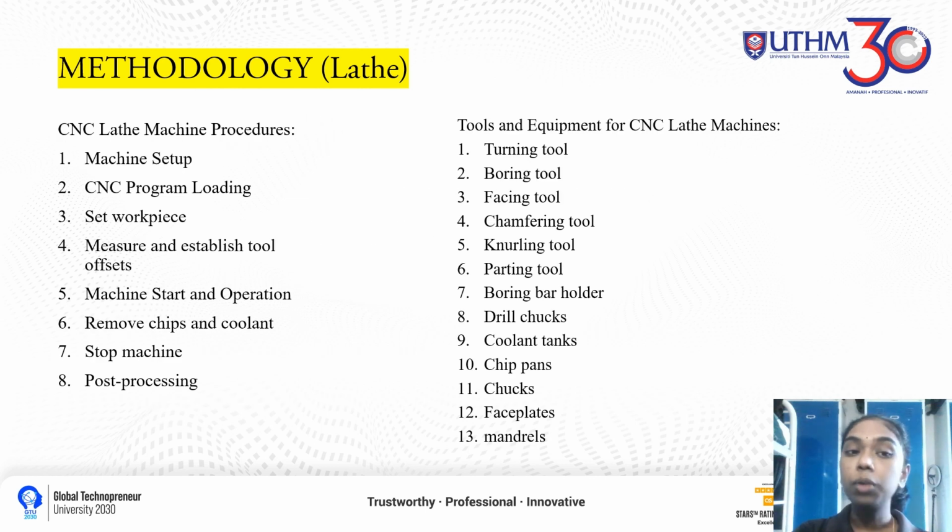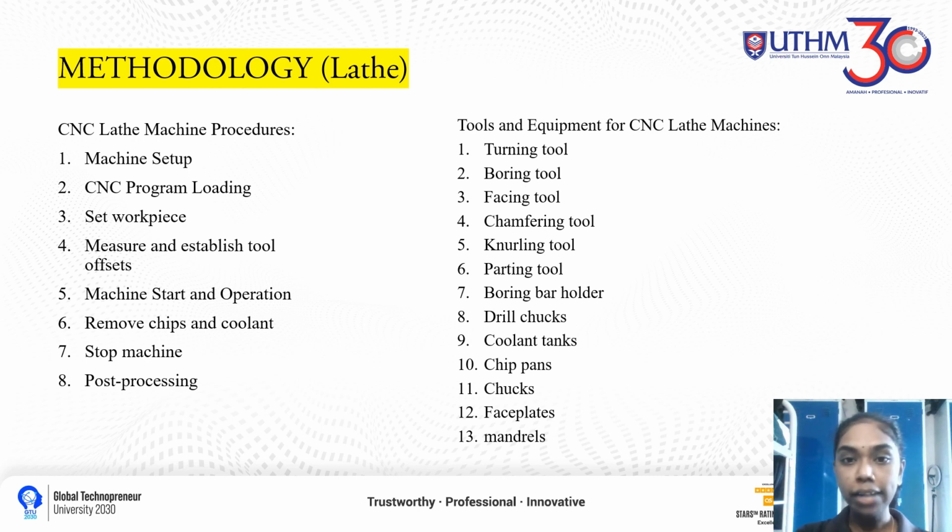Now I am going to explain about the very basic CNC lathe machine procedures. The first step is machine setup. The second step is CNC program loading. The third step is set the workpiece on the machine. The fourth step is measure and establish the tool offsets. After that, the machine starts an operation. After we cut the workpiece, remove the chips and coolant. Then stop the machine and we can proceed to the post processing.